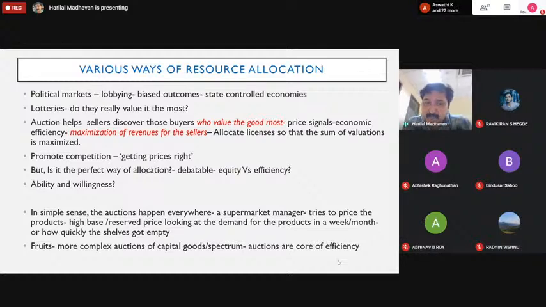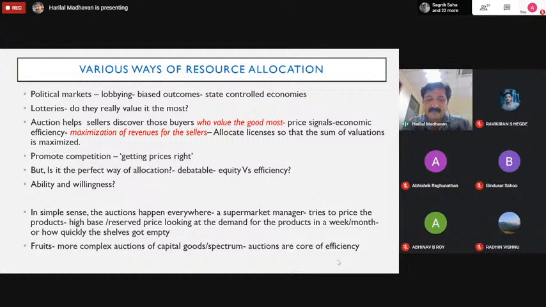Okay, so in that sense we can criticize this kind of concept, but in a simple sense, from the point of view of economic efficiency, this is probably one of the best mechanisms we have, right? In a simple sense, auctions happen everywhere. I don't need to explain this, because a supermarket manager tries to price the products. He can have a high base price or reserve price, looking at the demand for a product in a week or month, right? By analyzing the data for a particular month, you can see whether the product is in huge demand or not. So if it is in huge demand, he can price it high. And if he sees that the stock he has taken is still on the shelf, then he knows that the demand is not there, so he can price it low. So it depends on that.